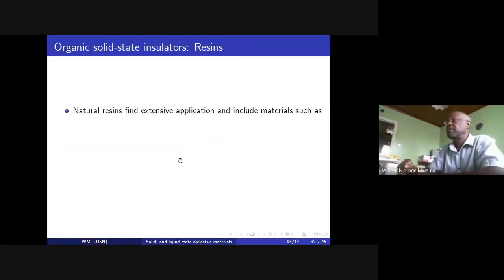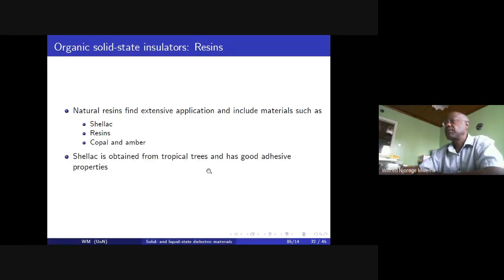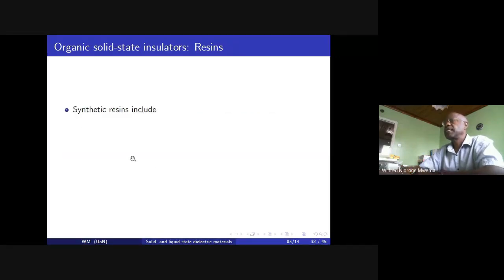And the natural resins will find extensive application and include materials such as the shellac. We have resins themselves and copal or amber, and shellac is obtained from tropical trees and has good adhesive properties. So synthetic resins include polystyrene. We have polyethylene. The polyethylene is used mainly in cable insulation. We have PVC or polyvinyl chloride, which is used today in many of the cables that you are going to work with once you go into building services applications.